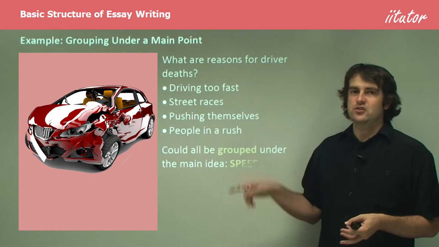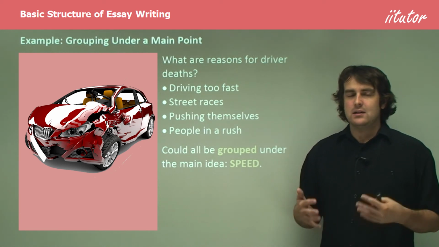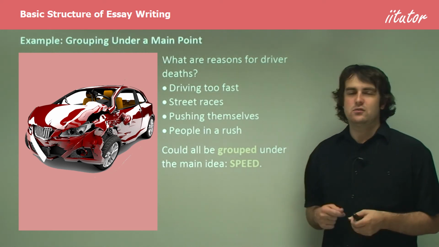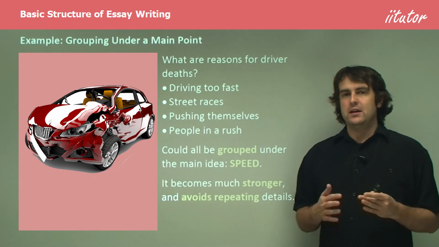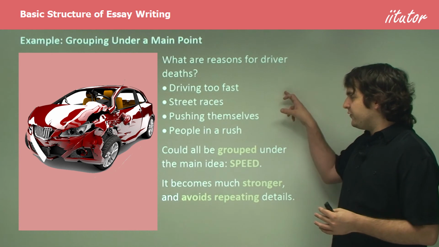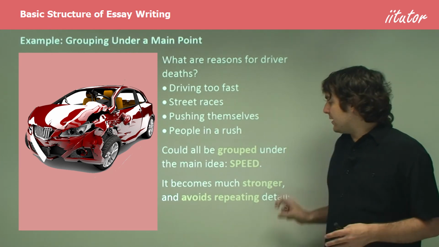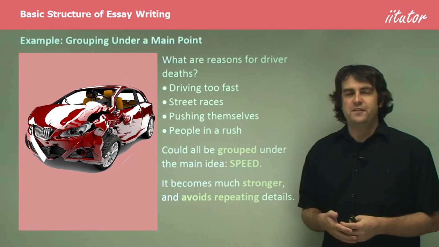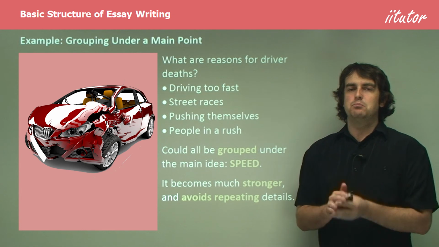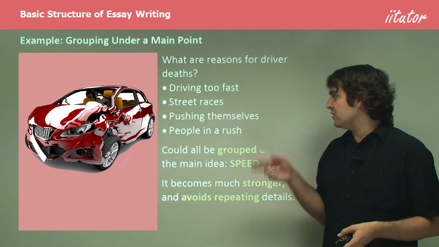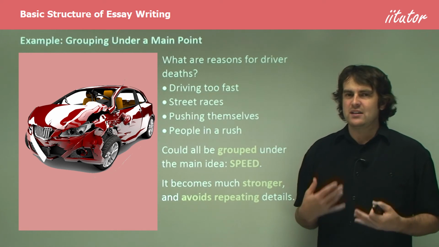If you start with something like street races, for instance, that's not the main reason for driver deaths. It's a problem. It's a pain in the backside, but it's not the main reason why. The thing is, it becomes much stronger, and it also avoids repeating yourself, basically. So all of these things, when you're discussing them, will be repeating themselves over and over again. If you group them under the term speed, then what you're effectively doing is compressing what it is you're writing, and that means you can put more detail into your explanations and your examples as well. You can unify them all under a single argument, which makes it much stronger.